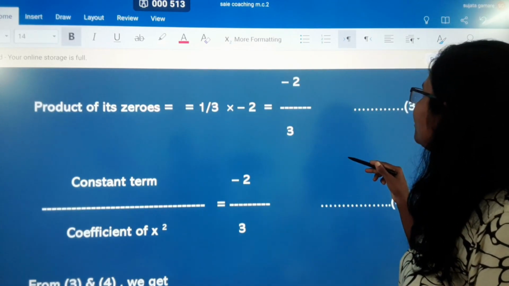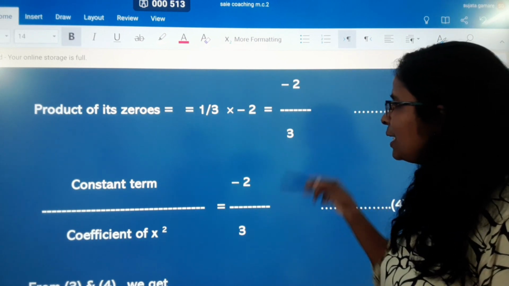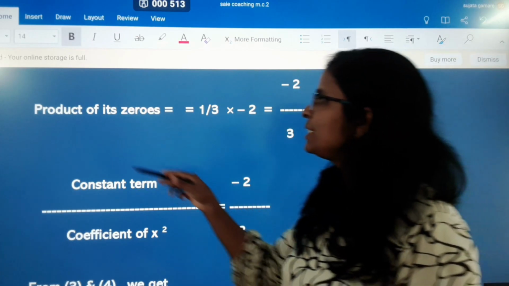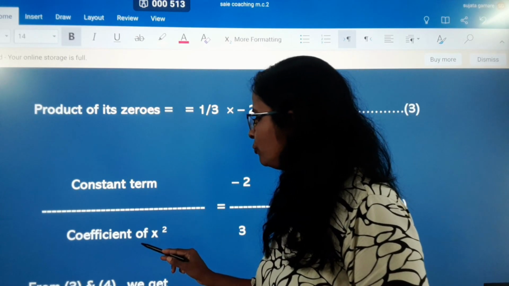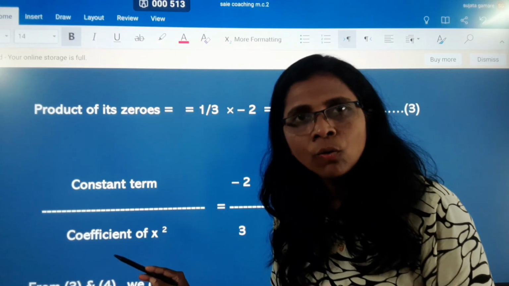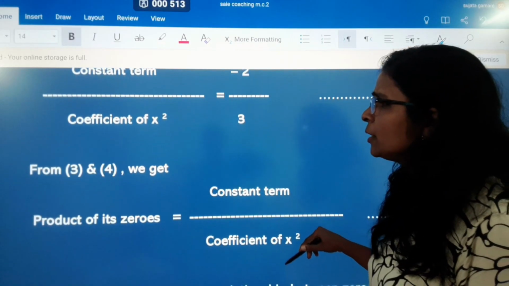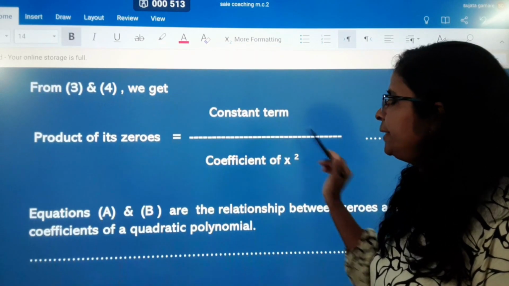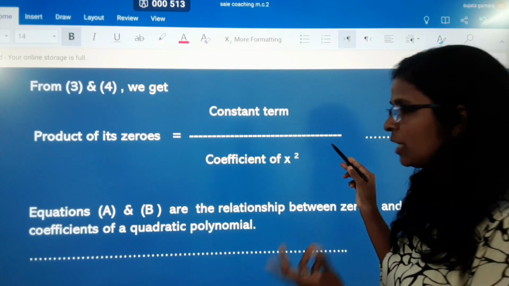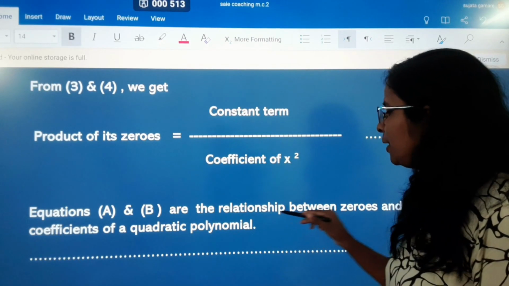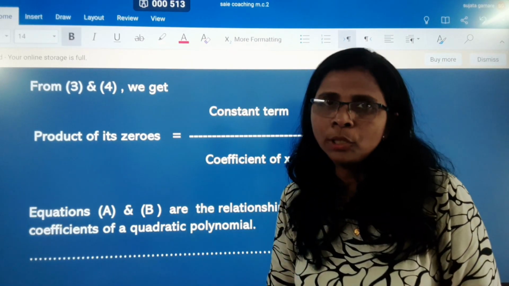So from the third and fourth, the right hand sides are equal. So we say that the product of its zeros is equal to constant term upon coefficient of x square. From 3 and 4 we get this formula, call it as capital letter B. So equations A and B are the relationship between zeros and coefficients of a quadratic polynomial.